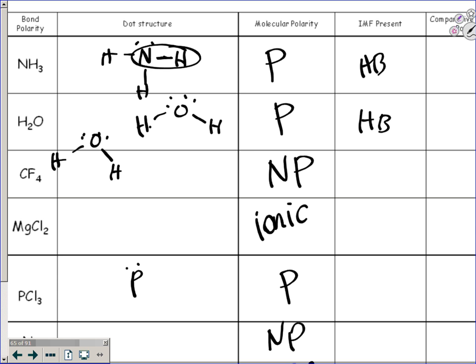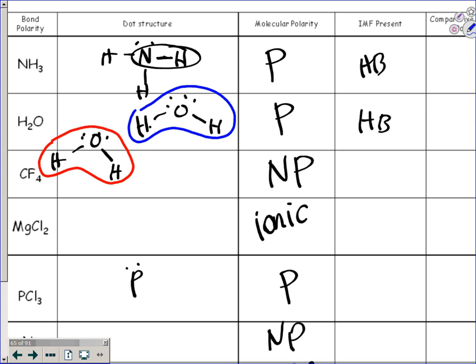Talk to the person next to you and tell me where the hydrogen bond is. Oh, CJ. Bag. All right, so call out the color that represents the hydrogen bond.